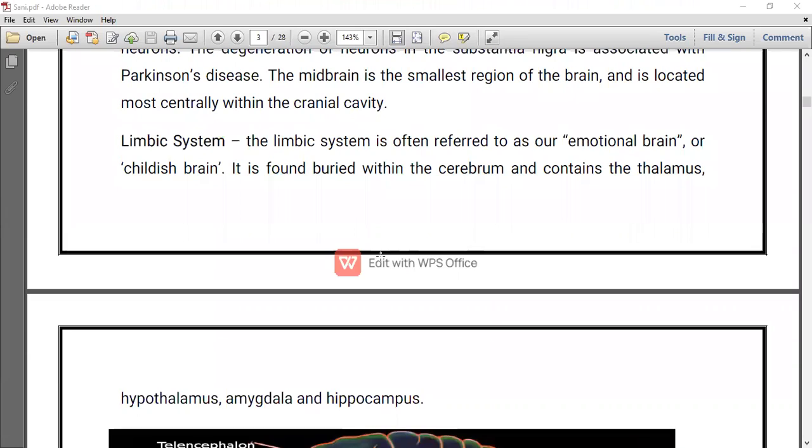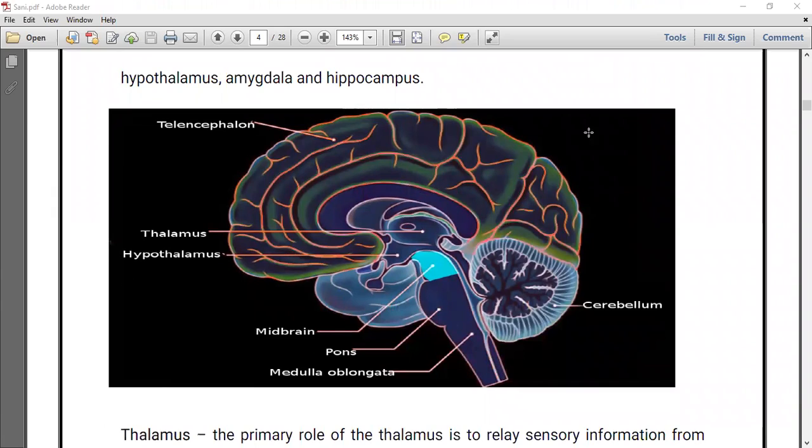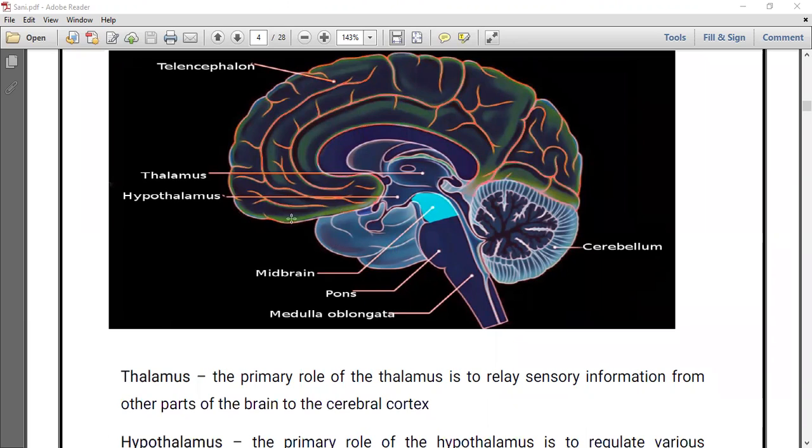Limbic system. The limbic system is often referred to as our emotional brain or childish brain. It is found buried within the cerebrum and contains the thalamus, hypothalamus, amygdala, and hippocampus. These are the structures of our midbrain, which is composed of the thalamus, hypothalamus, telencephalon, cerebrum, pons, and medulla oblongata. These structures are basically discussed with the defects or different diseases given below.